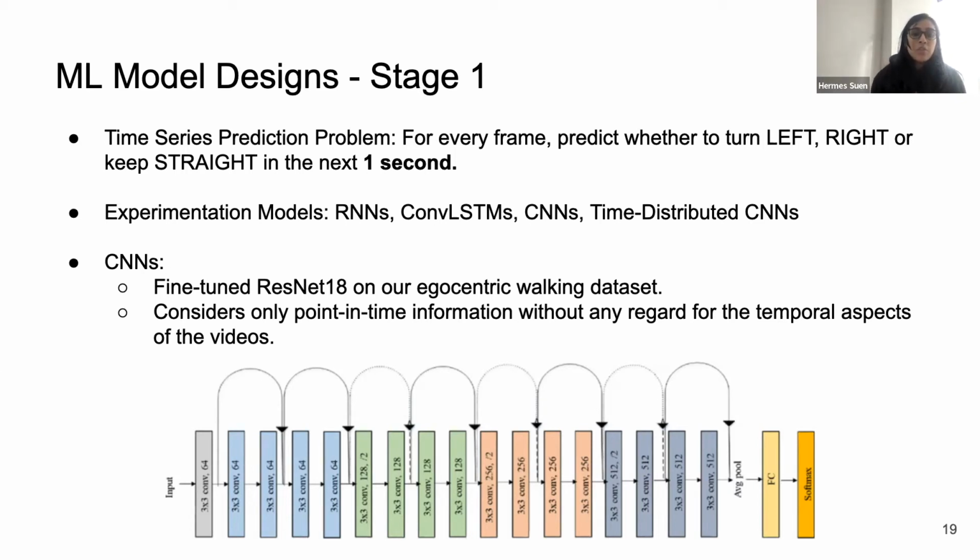For the CNN, we fine-tuned the famous ResNet 18 on our egocentric walking data set, and we essentially modeled it as a classification task with 3 labels. CNNs only consider point-in-time information, and they take each frame's features independently and make predictions without any consideration of the context or the past history of the video.